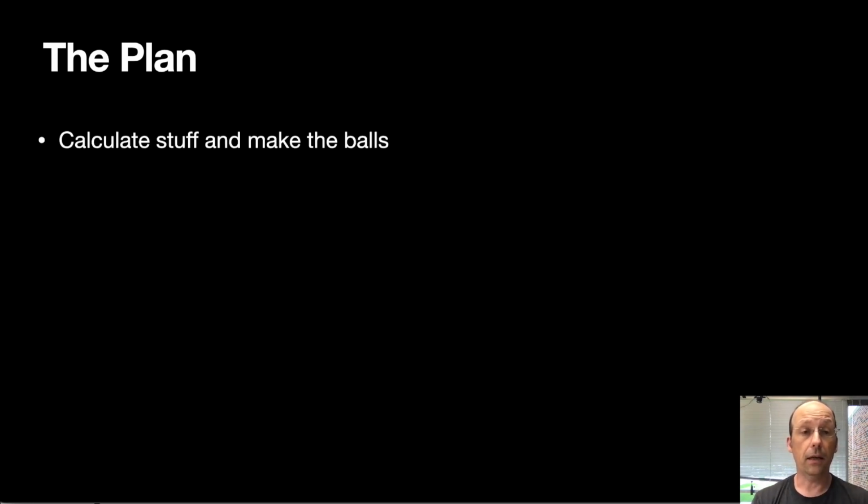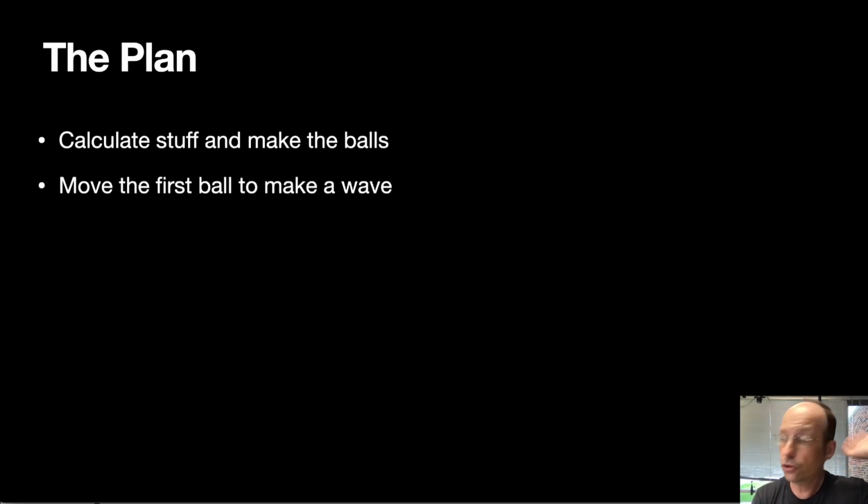Okay, so here's the plan. I'm gonna calculate all my values. I'm gonna make all the balls. I'm gonna put them in a list, and I'm gonna use a Python list. I'm gonna show you all the code. I'm gonna show you everything, and then I need to take the ball on the left end and move it up and then back down, and that will start the wave.